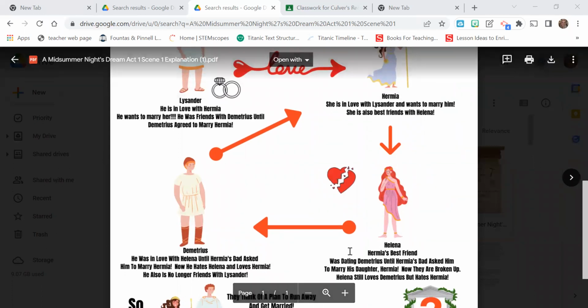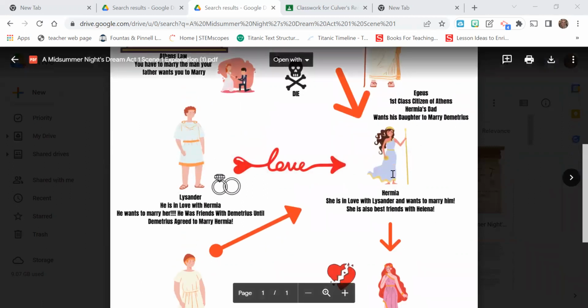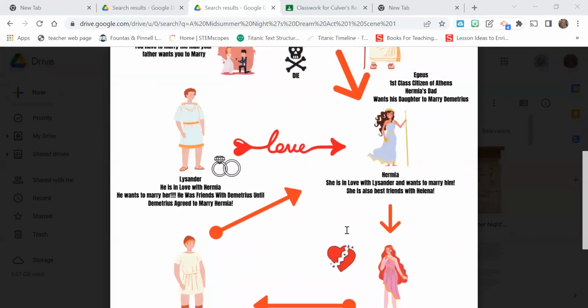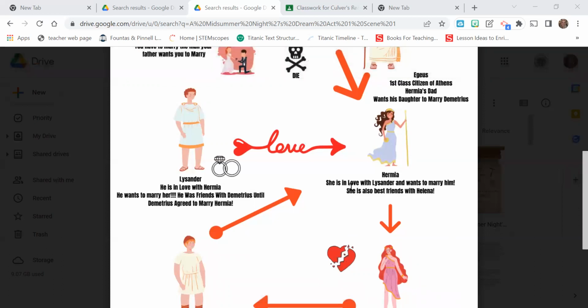And so Demetrius and Helena were dating, and Lysander and Hermia are dating, up until Aegeus, Hermia's dad, said, "Hey, Demetrius, I want you to marry my daughter." Well, the only reason he wants him to marry his daughter is because he doesn't know Lysander. And Hermia doesn't have the right to say, "Dad, I don't want to marry him. I'm in love with Lysander." And furthermore, he just doesn't care.